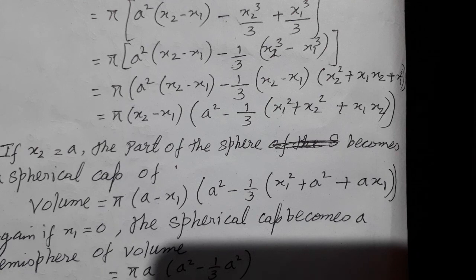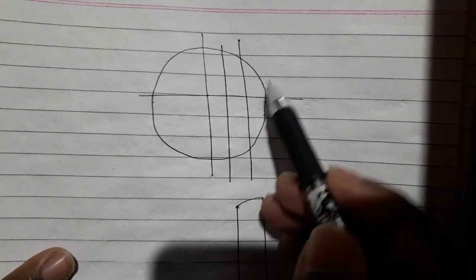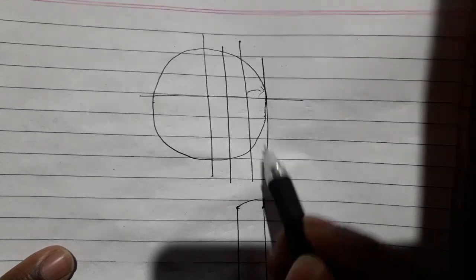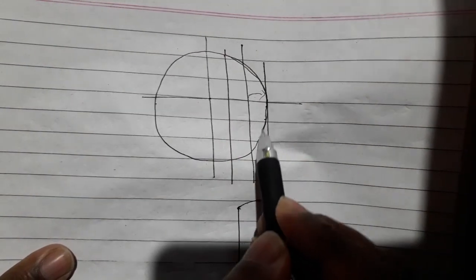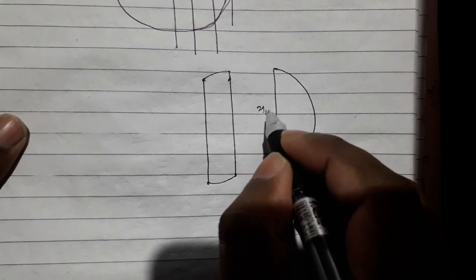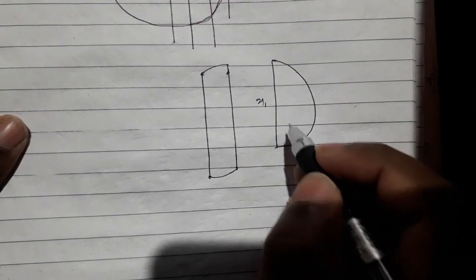If we take x2 equal to a, the part of the sphere becomes a spherical cap. See this diagram, this is x2. If I shift this x2 to this part, it will be like a cap. So we are getting a spherical cap, and this distance is x1 from the origin. When we rotate this, it becomes a spherical cap.